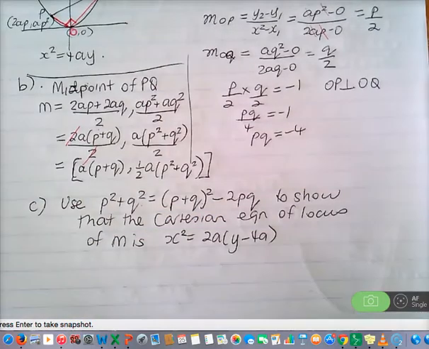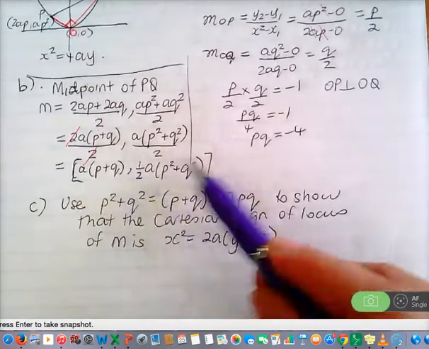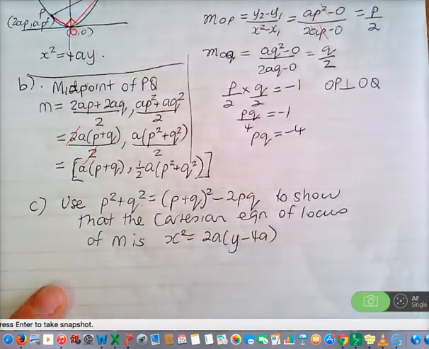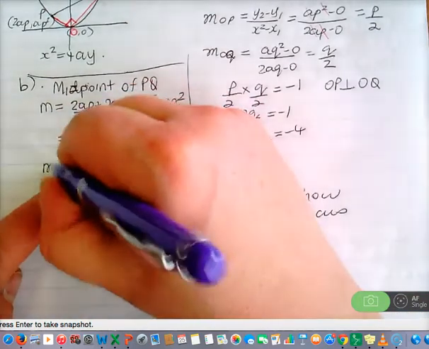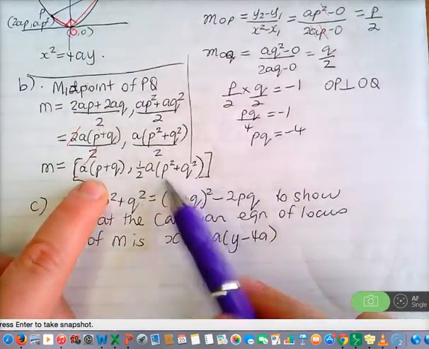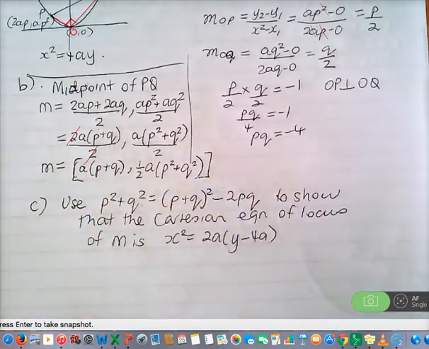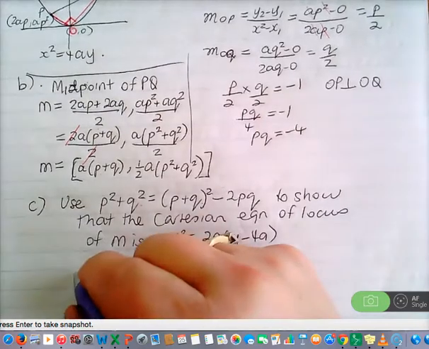So what should I start with? Don't worry about that result yet. We'll use it when we need it. What do you do with part B? We're trying to find the Cartesian equation of the locus of M. This is M. M changes depending on the values of P and Q. So how do I find the locus of M? All right, how do you find the locus of M?